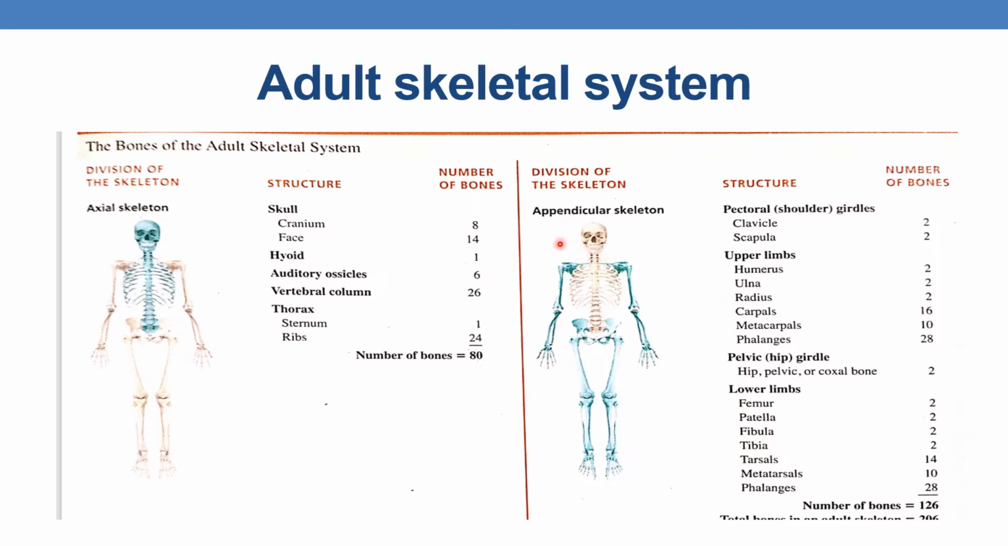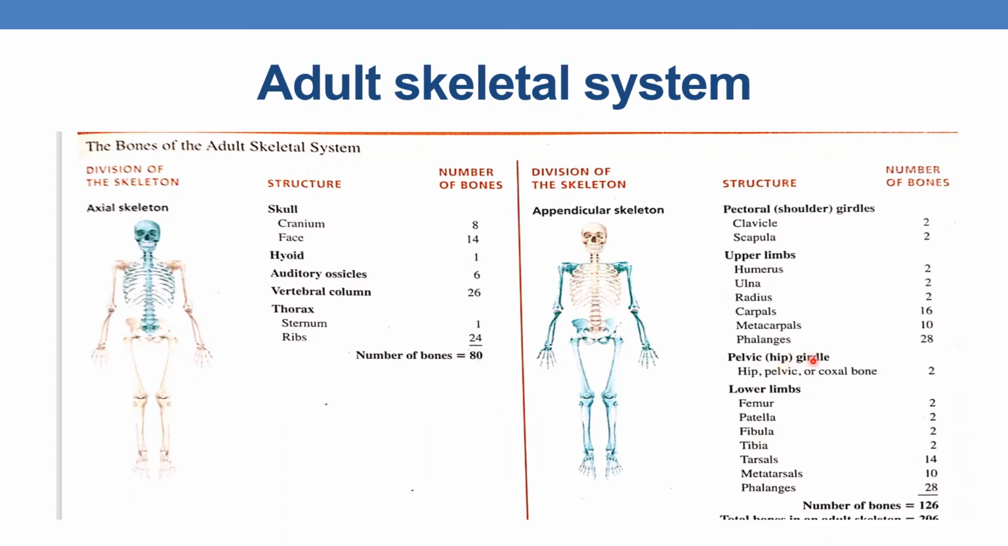Now coming to the appendicular skeleton, as the root word appendicular means to hang on to. The appendicular skeleton is mainly composed of pectoral girdles, which include 2 clavicles and 2 scapulae. Then coming to upper limbs, which include 2 humerus, 2 ulna, 2 radius, 16 carpals, 10 metacarpals and 28 phalanges.